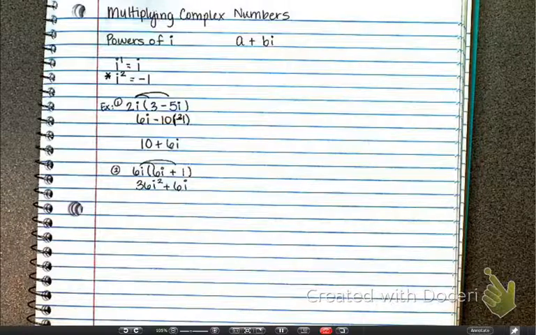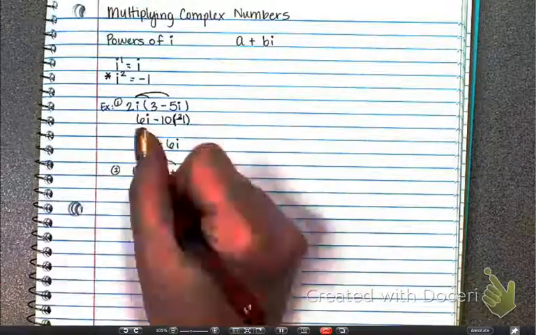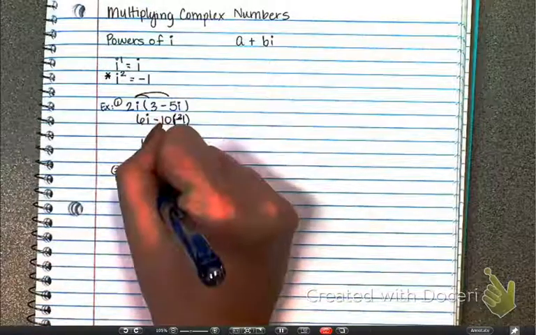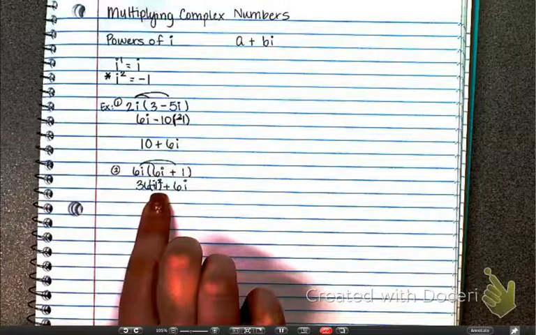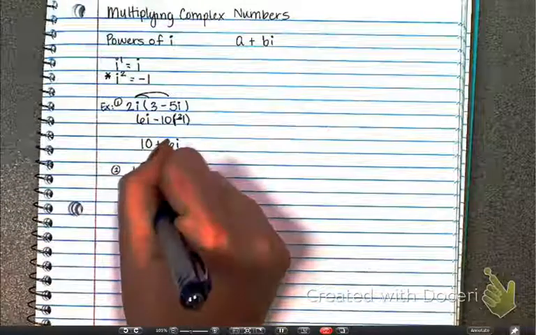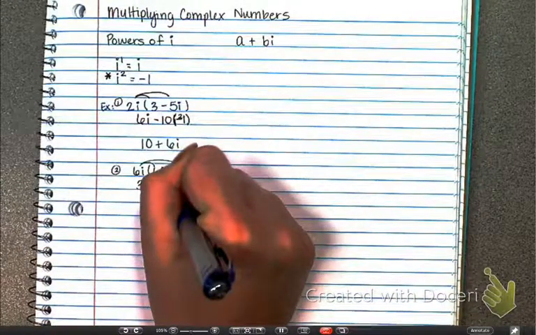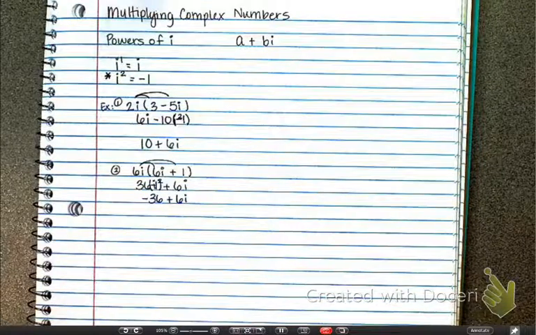Okay, but we can't have that form. We have to replace i squared with a negative 1. So if I replace it with a negative 1, 36 times negative 1 is negative 36. And then I have my 6i at the end. Am I in the right form? So I'm good.